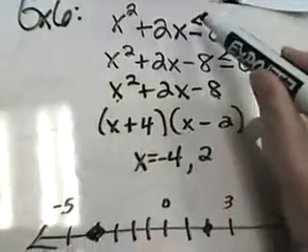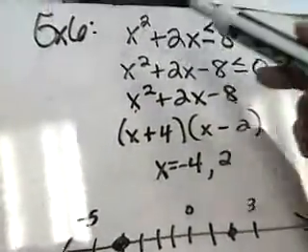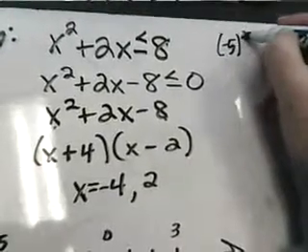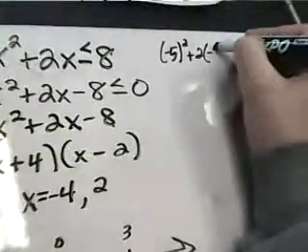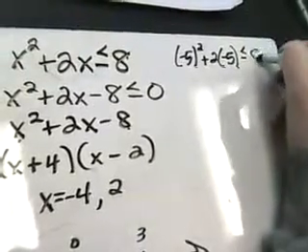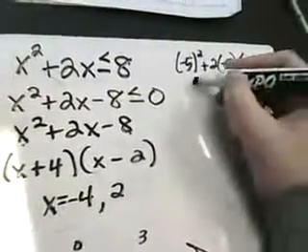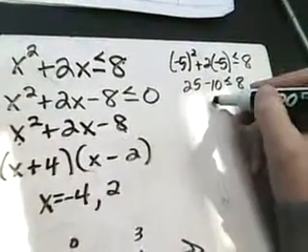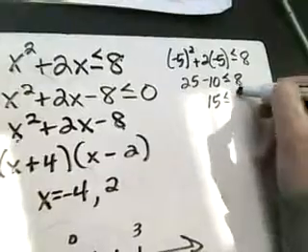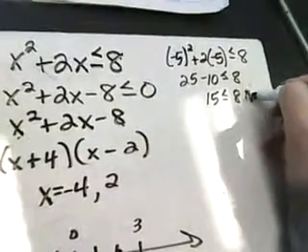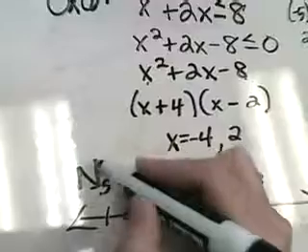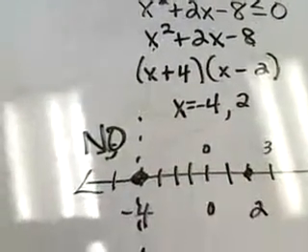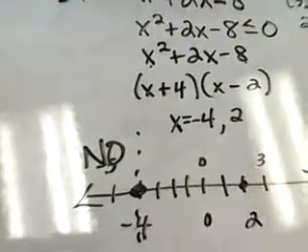So for instance, if I put negative 5 into the original, I'm saying is negative 5 squared plus 2 times negative 5 less than or equal to 8. Well, this would give me 25 minus 10. 25 minus 10 is 15. Is that less than or equal to 8? No. So I'm going to write a no on this side. That means anything to the left of this is not going to work.